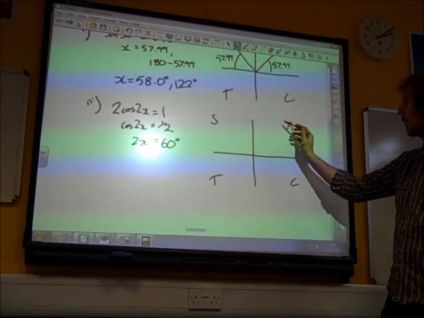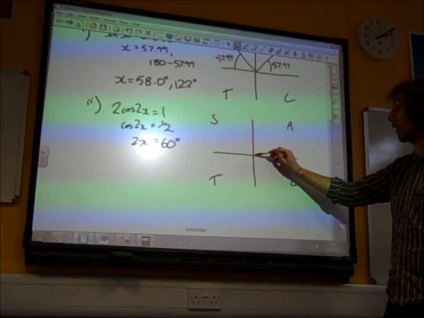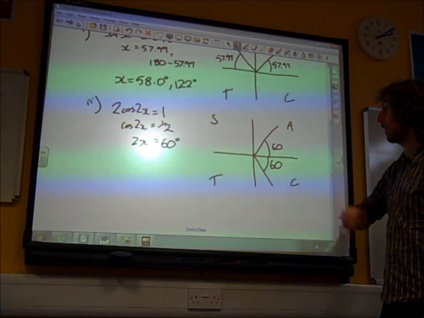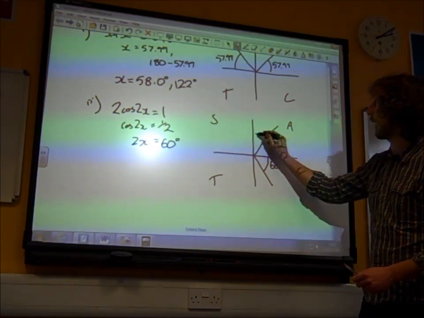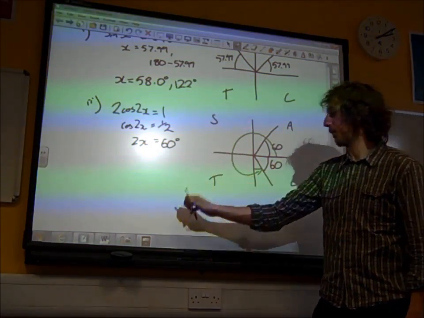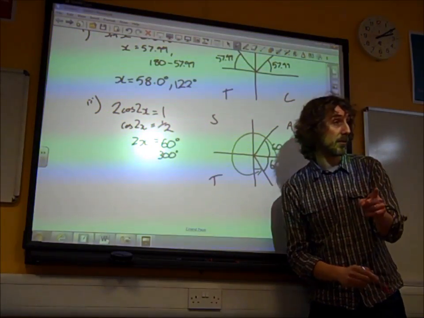And we mark that in there. This is cos and positive, so it's going to be A and C quadrants. There it is, 60 degrees, 60 degrees. So as we go around our cast diagram, we get, that would be 300, wouldn't it? There it goes. So there. Aha, but it's 2x.